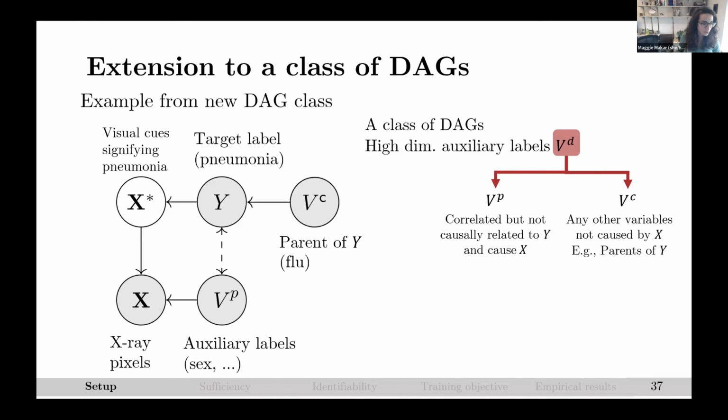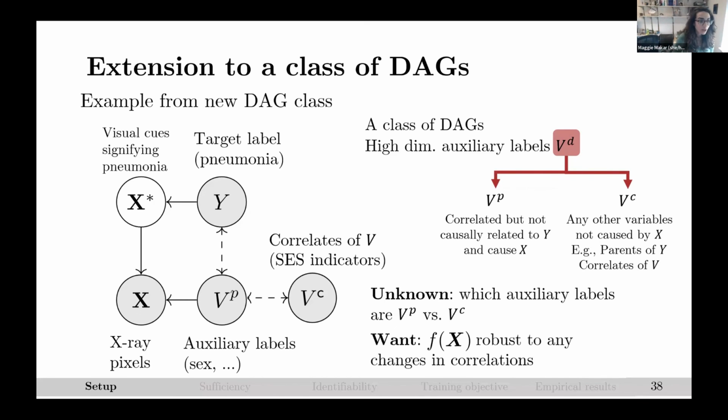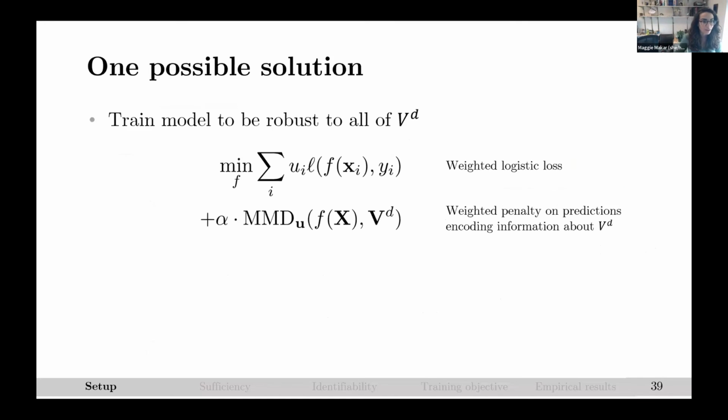Some of the examples of this kind of causal DAGs is that we can have V complement be the parents of the target label, such as the flu, which causes pneumonia but does not directly appear on a chest X-ray. Or V complement could be variables that are correlated with sex, such as socioeconomic status indicators. And important to keep in mind here is that we're not assuming that we know which is V^P and which is V^C. But we still want some f of X that is robust to any changes in correlations.